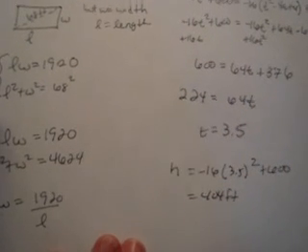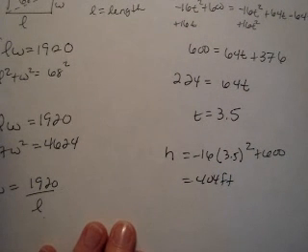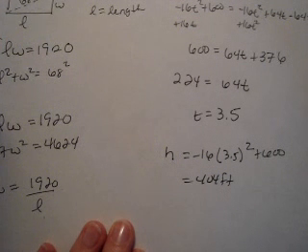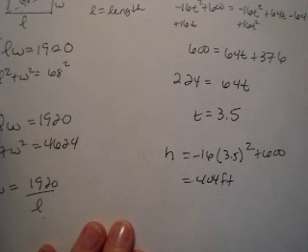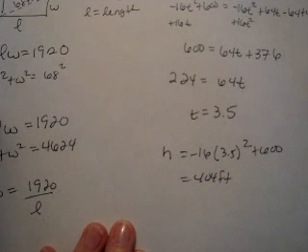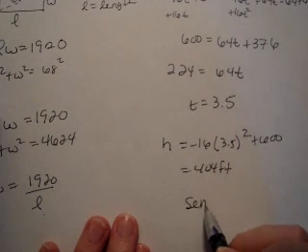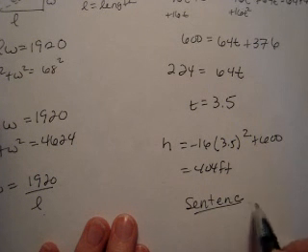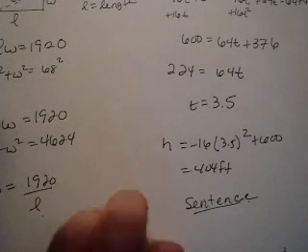404 feet. Now you have to write a sentence, and your sentence will say 3.5 seconds after the yellow ball was dropped, both balls will be 404 feet above the ground. Okay, so rewind and listen to me say that again, and that is the sentence that you will write. And that is it for section 5.4.